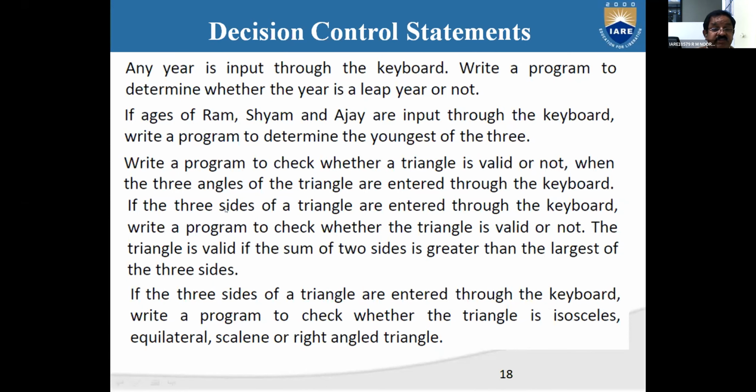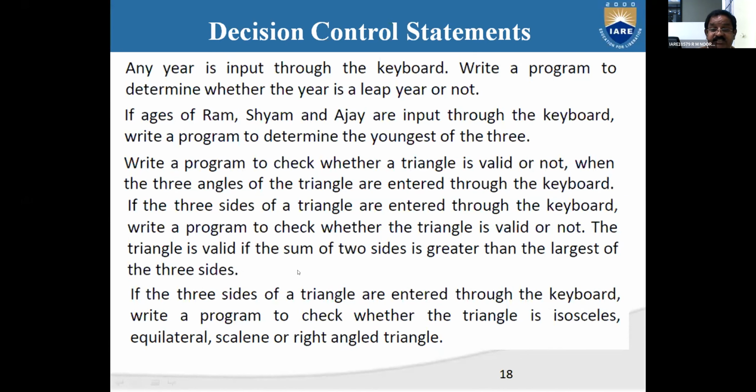Next, if the three sides of a triangle are entered through the keyboard, write a program to check whether the triangle is valid. The same thing, I think it has been repeated. The triangle is valid if the sum of the two sides is greater than the largest of the three sides, right? This one is different.